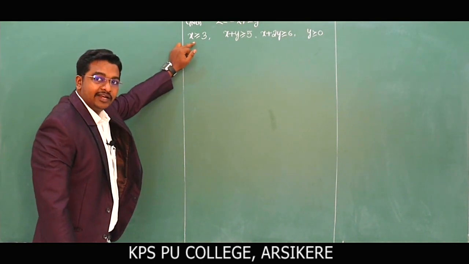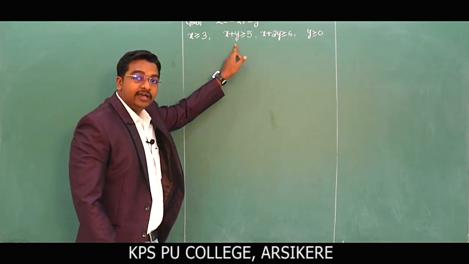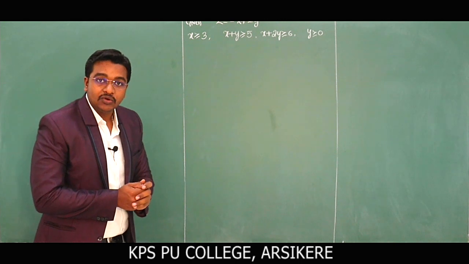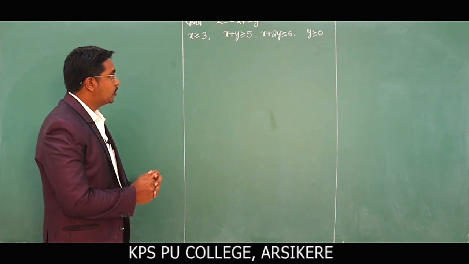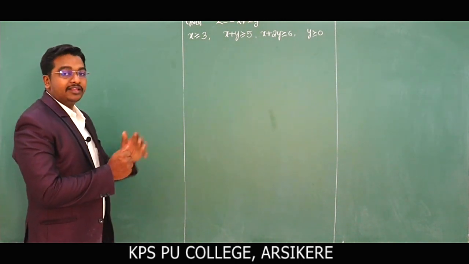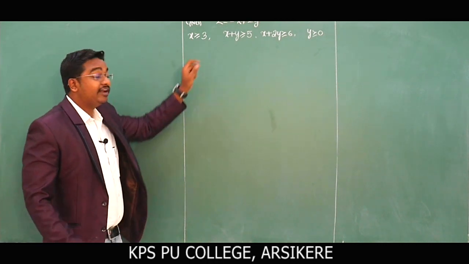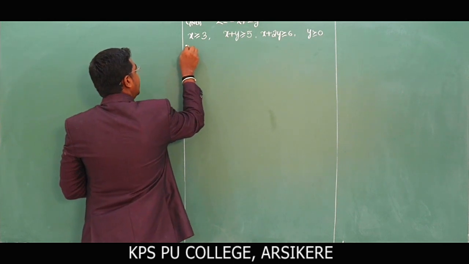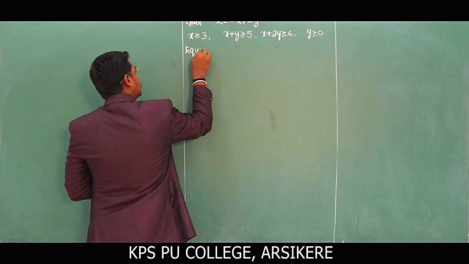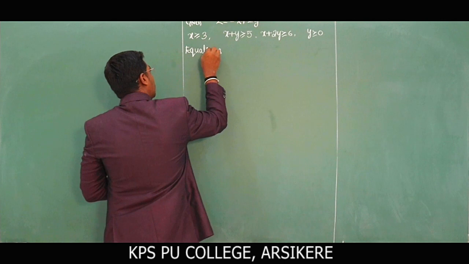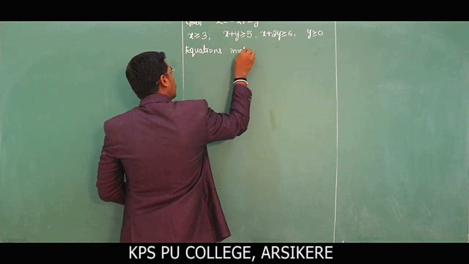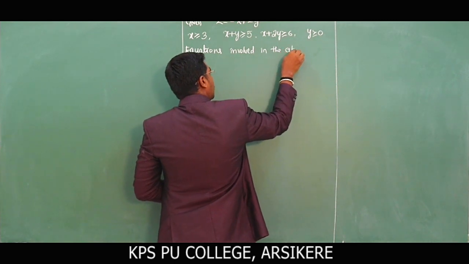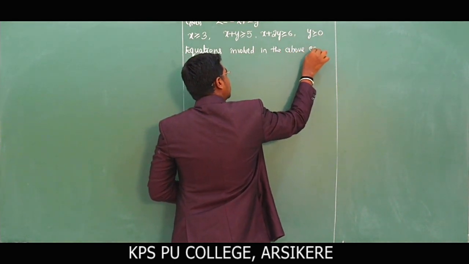So here x greater than or equal to 3, x plus y greater than or equal to 5, x plus 2y greater than or equal to 6 and y greater than or equal to 0. Clear? Okay. So first write the equations involved in the above inequalities.